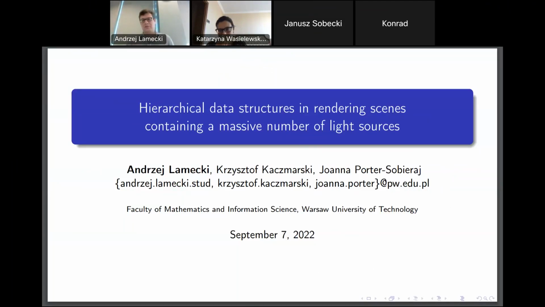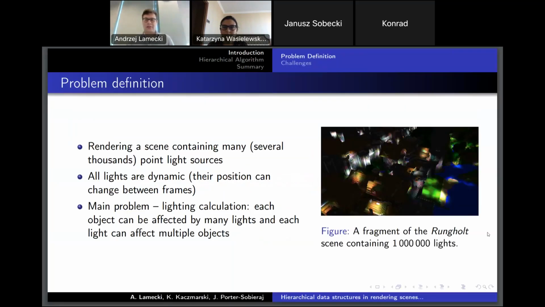Today I will talk about our paper titled Hierarchical Data Structures in Rendering Scenes Containing a Massive Number of Light Sources. So first I will define our problem. We want to render a scene containing many, for example, several thousands light sources. All light sources are considered to be point lights, which means that they have a defined position in a scene and a limited range. An example of such scene can be seen in the picture on the right side. There we have a scene with 1 million point lights.